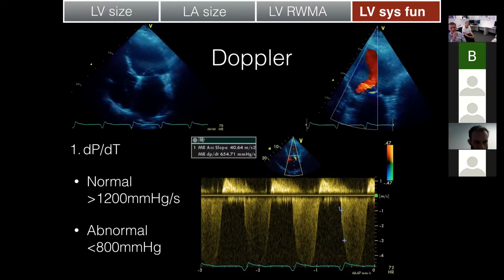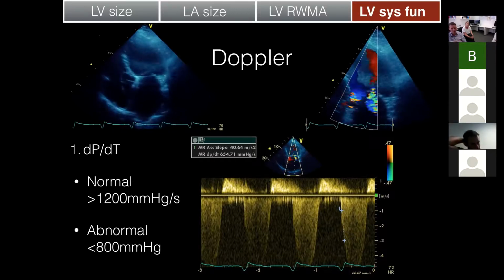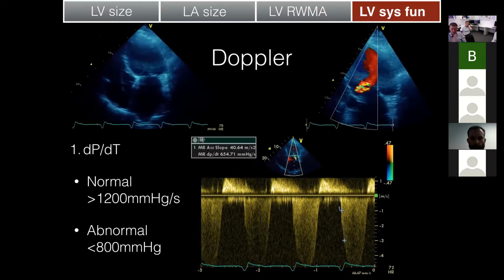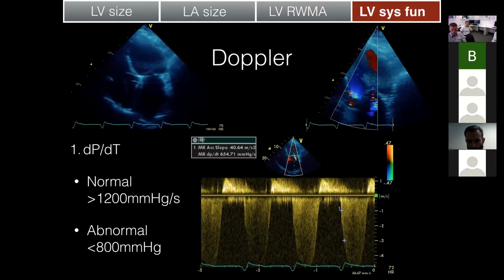You have to have a good Doppler trace, a centrally directed mitral regurg area. It's going to be load dependent because you've got to have a nice profile that's in there, and you can use it if everything else isn't working well, but it's another tool in the arsenal.